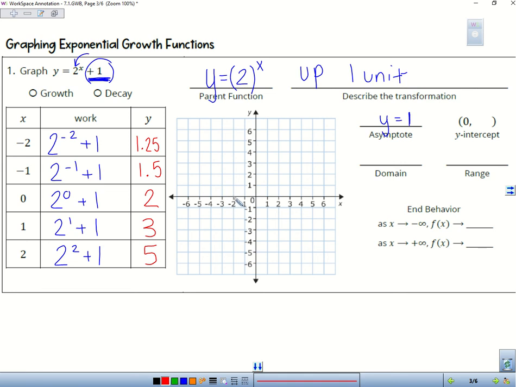We have negative 2, 1.25. That's like right about here. We have negative 1, 1.5. And then we have 0, 2. And then we have 1, 3. And then 2, 5. Before we connect these, we also want to graph our asymptote first, okay? Why would we want to graph our asymptote before connecting the graph?